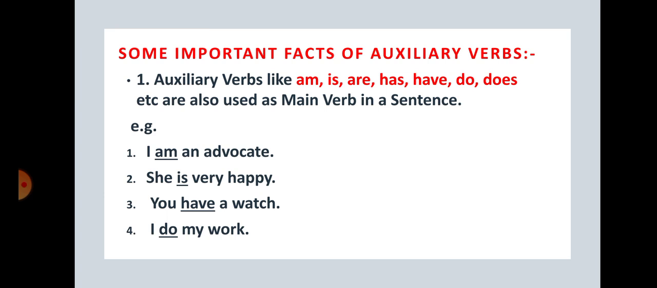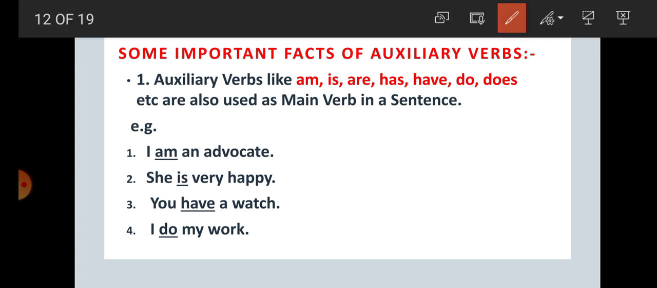Now students, we have read about lexical verbs. Lexical verbs have 5 forms: V1, V2, V3, V4, V5. And we have read about auxiliary verbs. Auxiliary verbs are of 3 types: primary auxiliaries, modal auxiliaries and marginal auxiliaries. Now we are going to read some important facts about auxiliary verbs. So number 1, auxiliary verbs like am, is, are, has, have, do, does, are also used as main verbs in a sentence.